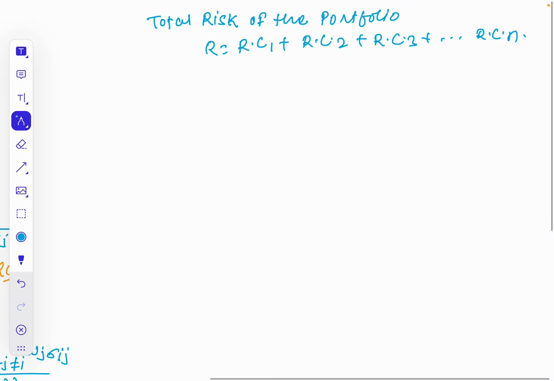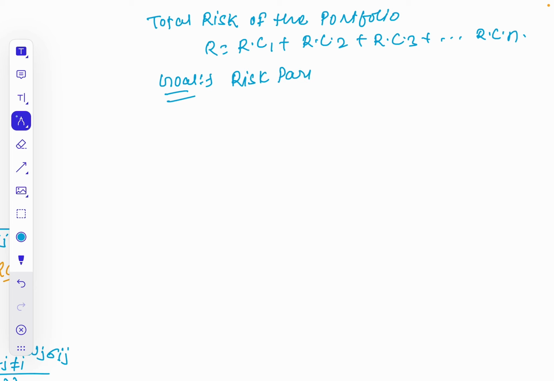Now, let us get back to our goal. What is our goal? Our goal is to create a portfolio in which all the assets contribute equally to risk. Our goal is the risk parity portfolio.